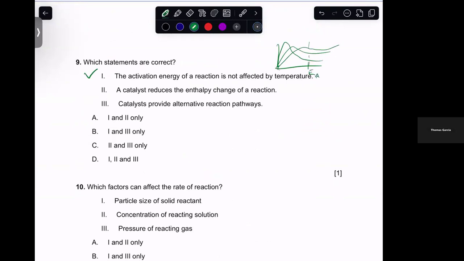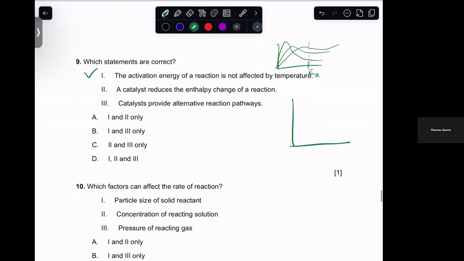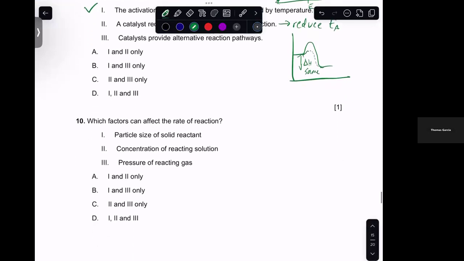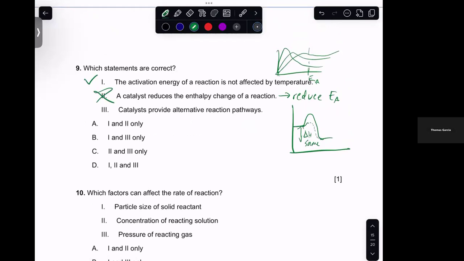A catalyst reduces the enthalpy change of reaction. Well, when we look at a reaction progress, here's our normal reaction. And then here's our reaction with a catalyst. You'll notice that the overall enthalpy change, delta H, is the same. Catalysts only reduce our activation energy. So 2 cannot be correct.